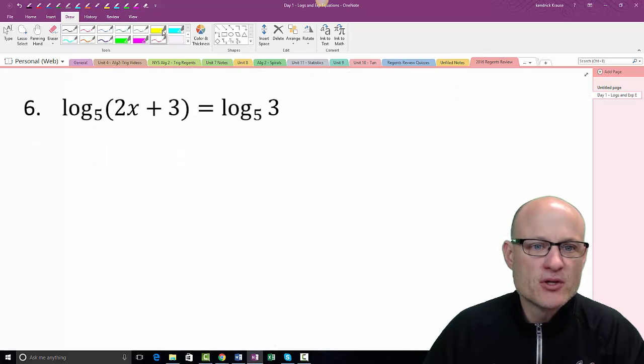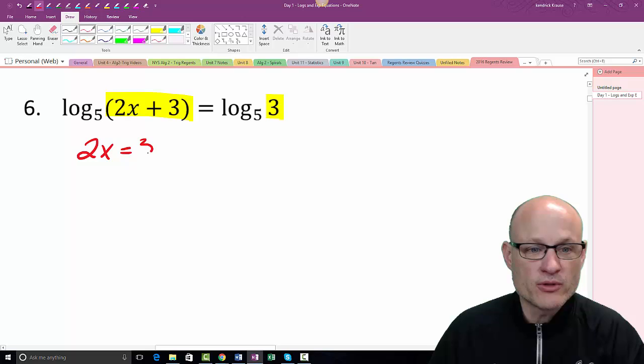So again, we've got this equal to this. The logs are the same. The bases are the same, so we'll bust it out. And all we got to do is basically say that 2x has to equal 3.